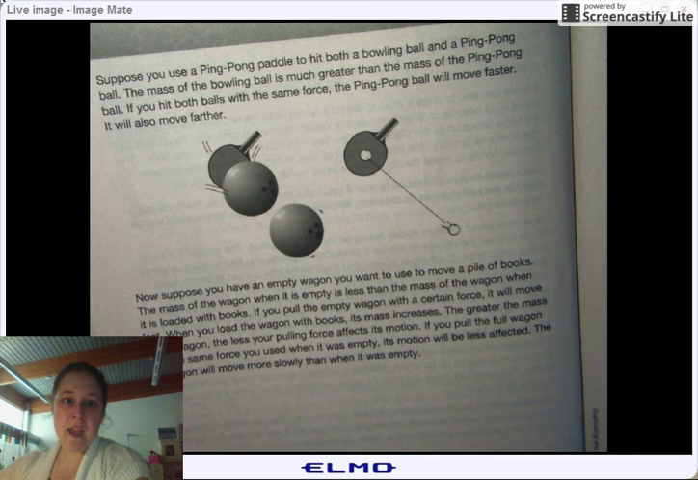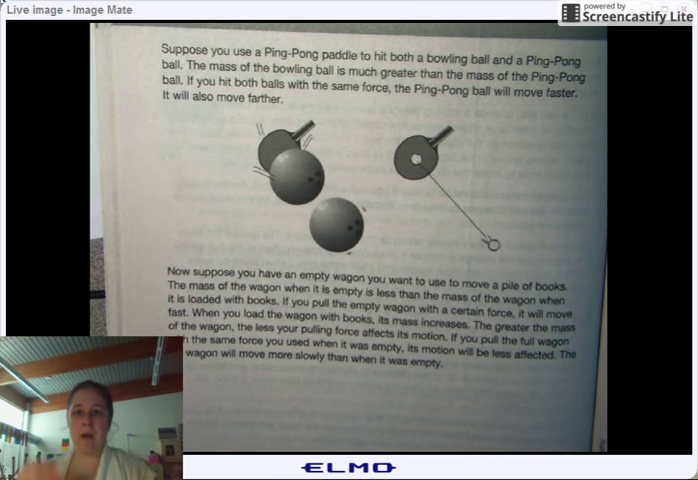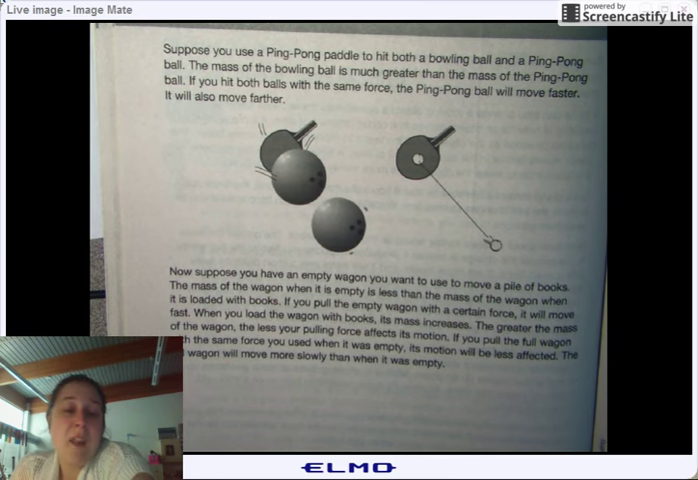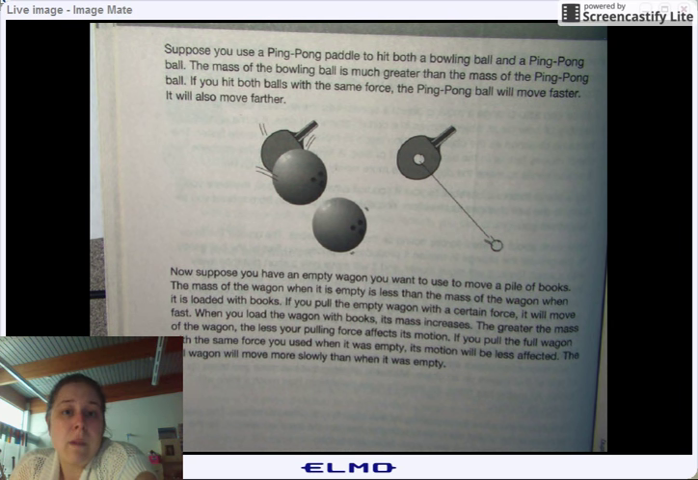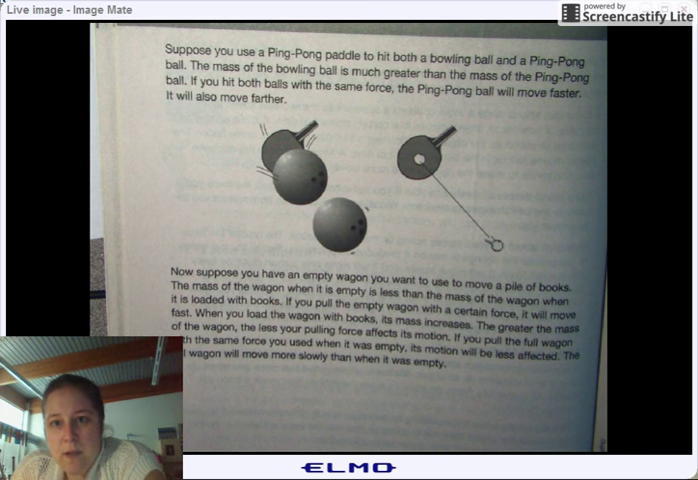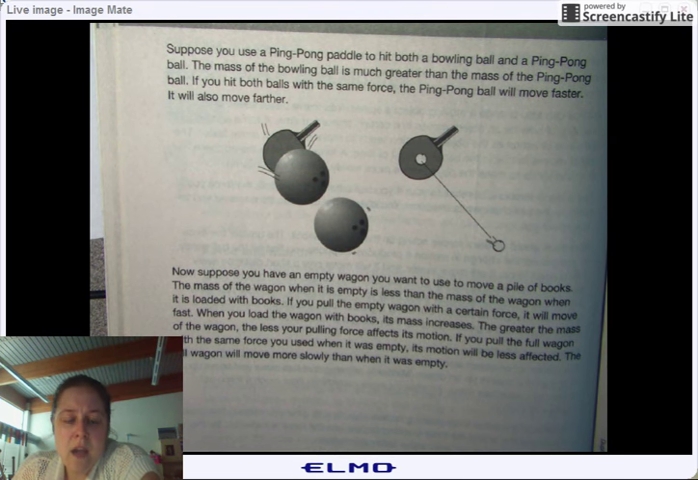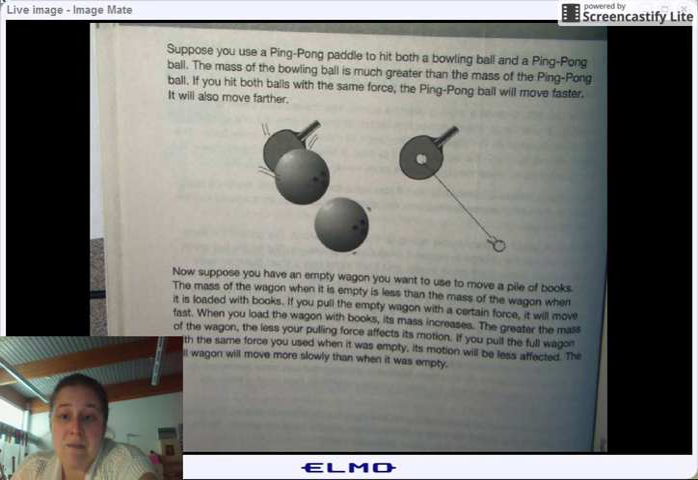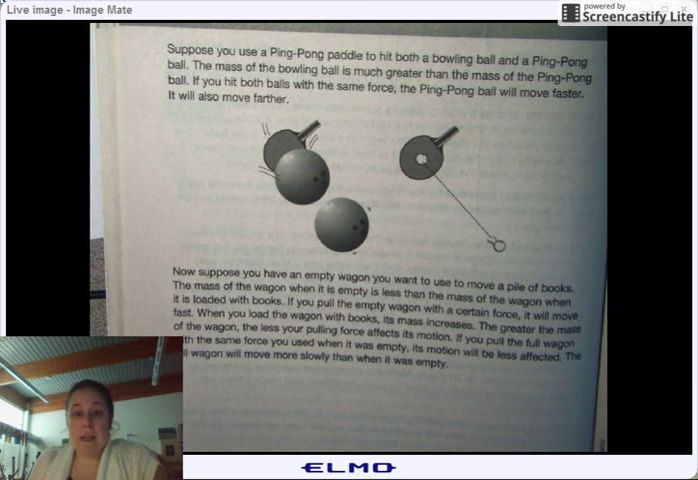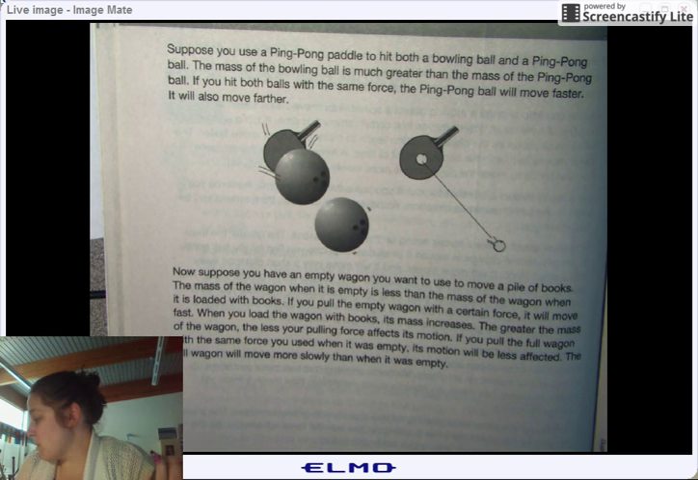Next page. Suppose you use a ping pong paddle to hit both a bowling ball and a ping pong ball. The mass of the bowling ball is much greater than the mass of the ping pong ball. If you hit both balls with the same force, the ping pong ball will move faster and will also move farther. Now, suppose you have an empty wagon you want to use to move a pile of books. The mass of the wagon when it is empty is less than the mass of the wagon when it is loaded with books. Makes sense, right? It's empty, it's going to weigh less. And if it has more, it's going to weigh more.